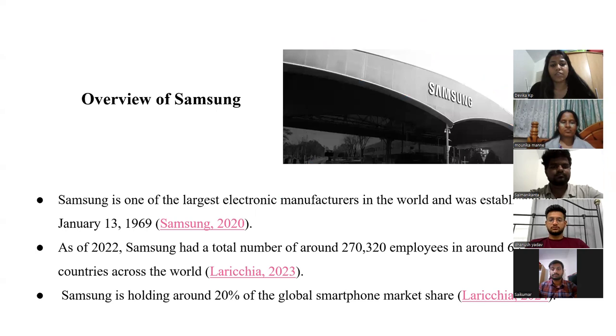The next slide of the Samsung presentation is the overview of the company. This slide discusses the overview of Samsung. Samsung is a multinational electronic device manufacturer with headquarters in Suwon, South Korea, which was established in 1969. Around 270,320 workers were employed at Samsung across 969 countries in the world. Samsung holds a strong market share of smartphones, around 20% of the total market share.